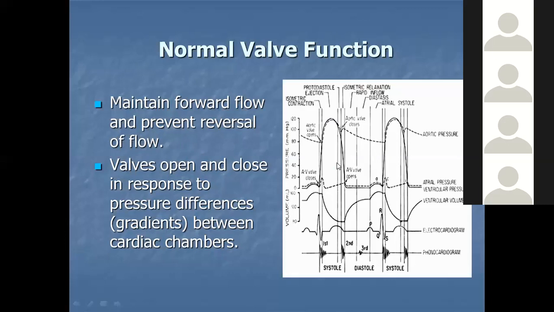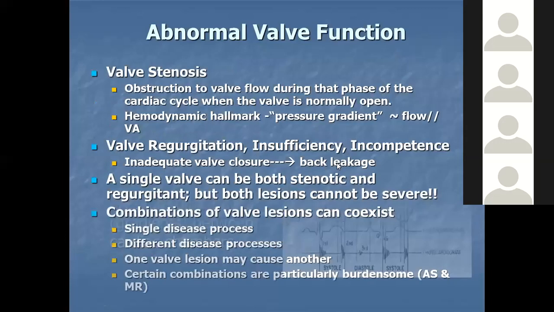So when there is abnormal valve function, there appears stenosis, meaning closure or blockage, or regurgitation, which is also called insufficiency or incompetence. When any valve is stenosed, there is obstruction to the valve flow during the phase of the cardiac cycle when the valve is normally open. The hemodynamic hallmark is pressure gradient, meaning there is a pressure difference.